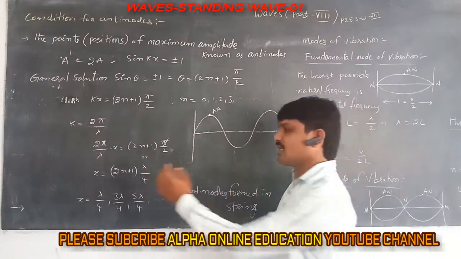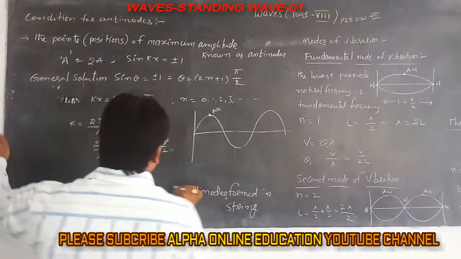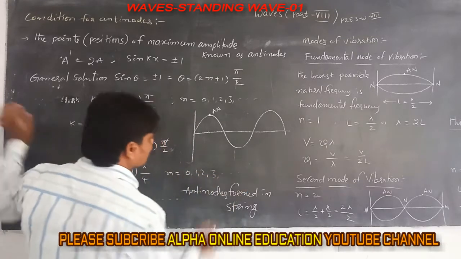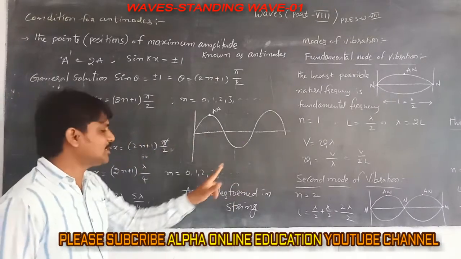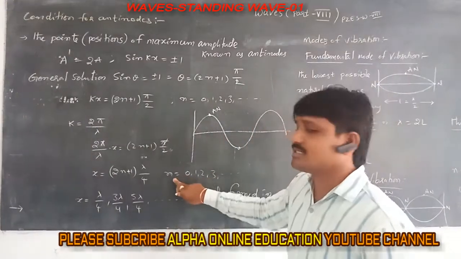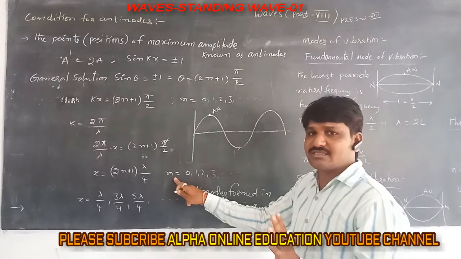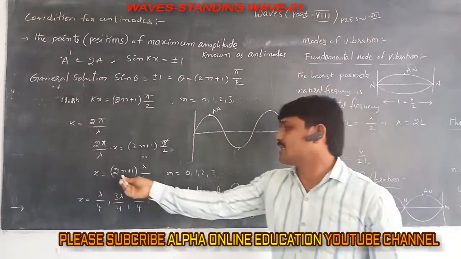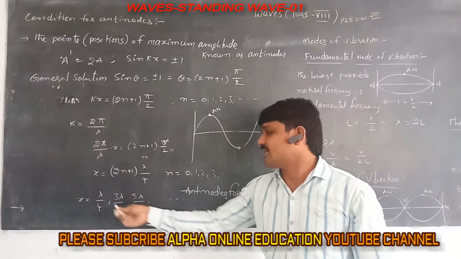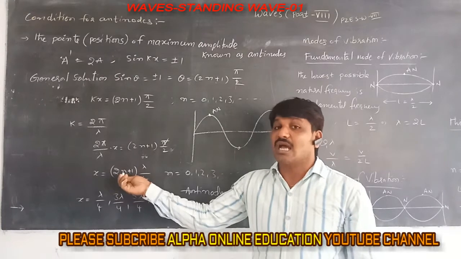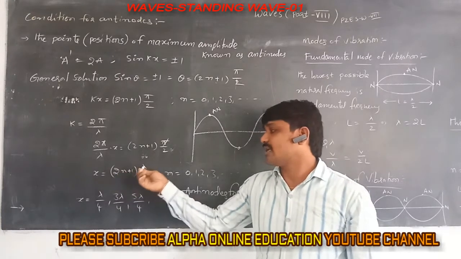Here n is equal to 0, 1, 2, 3 and so on. Here n is the number of antinodes formed on the string, and x is the position of that antinode. So for n equal to 0 we get lambda by 4. For the next antinode, n is equal to 1, we get 3 lambda by 4.